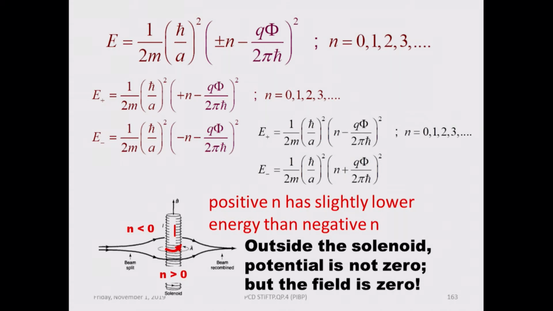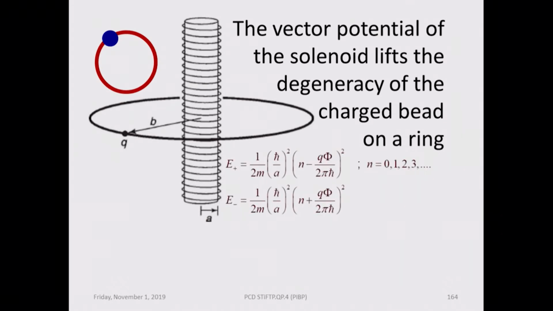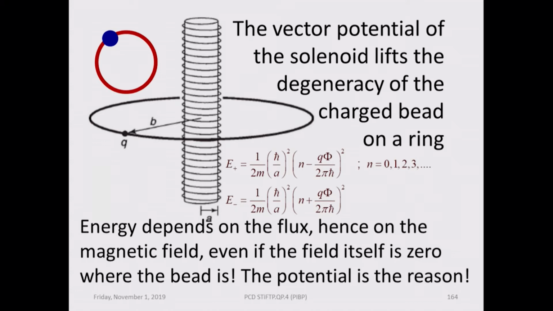And this is interesting because the value of the field itself is 0 in that region. Okay? So, the energy depends on the flux and on the magnetic field, but the field itself is 0. So, this is like, you have a change but you do not have a change. It is because of the field, but what is the value of the field there? It is 0. All right.